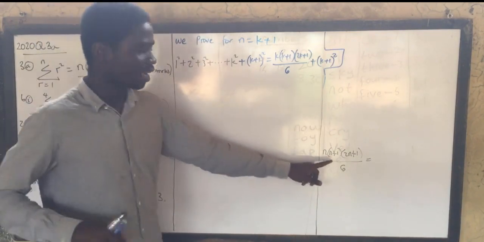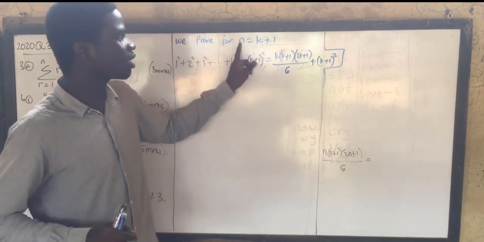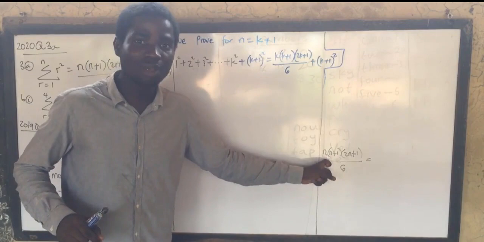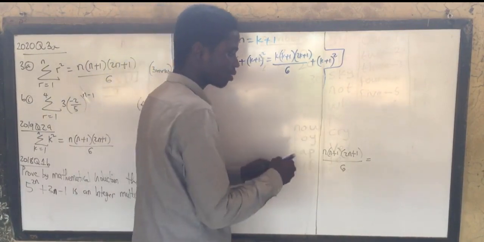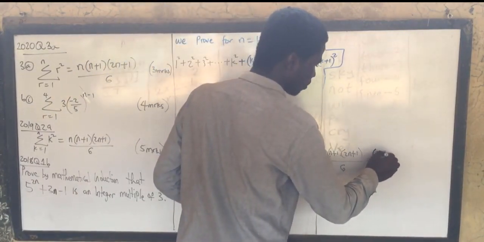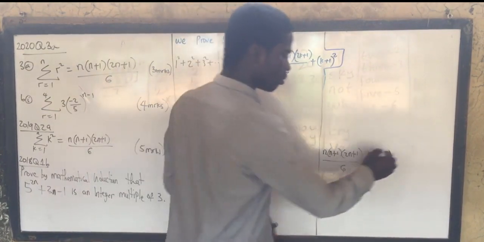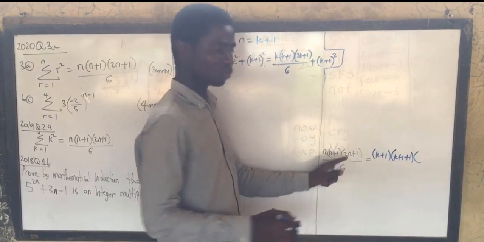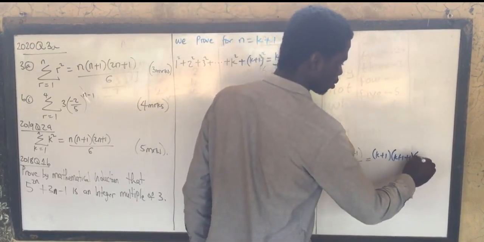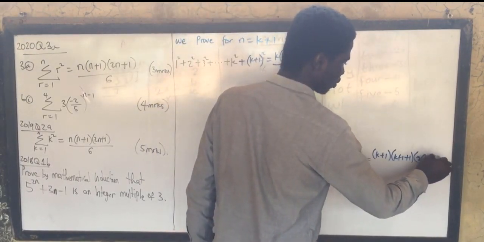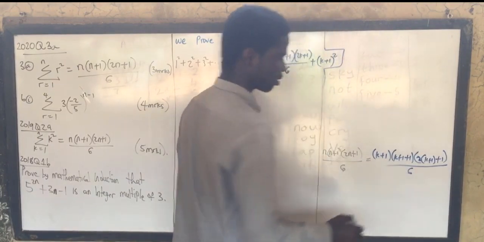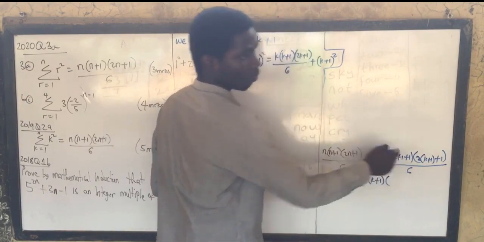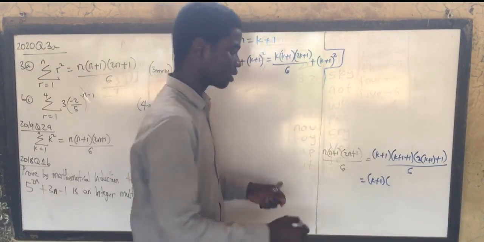So I said that this is n plus 1. Replace all the n's with k plus 1. When n equal k plus 1, replace all of them with k plus 1, so this one will become k plus 1. This one will become k plus 1 plus 1. Then this one will become 2k plus 1 plus 1 all over 6. So at the end of the day, this one will be k plus 1. K plus 1 plus 1 is 2, so that is k plus 2.